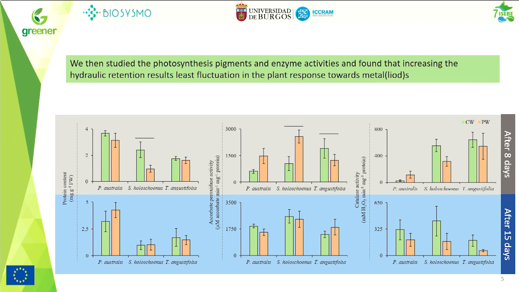In the first 3 graphs, you can see there was high fluctuation between the control and the polluted water. So when we grew the plants in the polluted condition, they showed fluctuation, which indicates stress on the plant. But the second part of the picture indicates that when we increase the hydraulic retention time, the fluctuation was comparatively less. So this gives us an idea that, okay, if we are going to use these 3 plants, we need to have a hydraulic retention time which is at least 15 days or more than that.